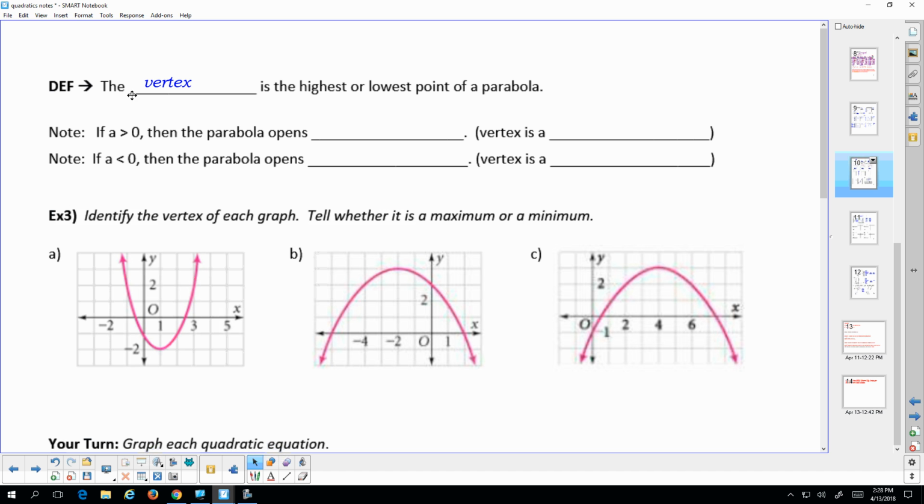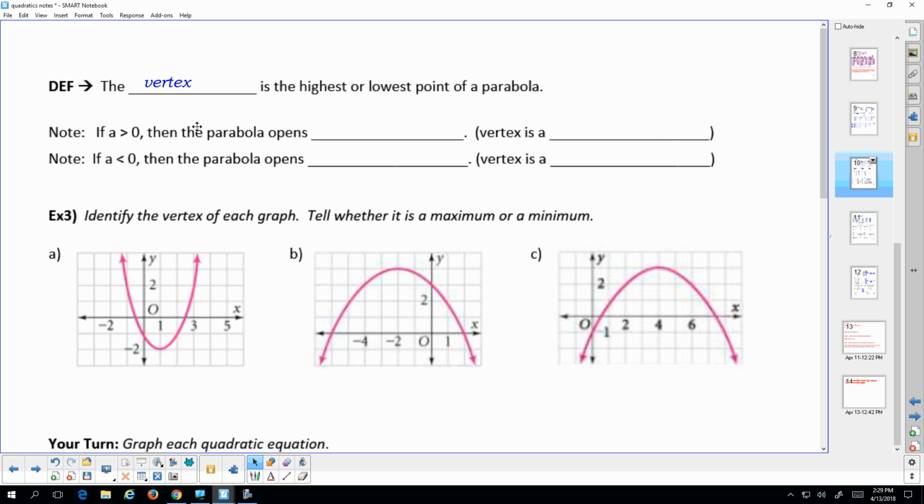Okay, and the vertex is the highest or lowest point of a parabola. So if you notice on these parabolas, they make a U shape, whether it's right side up U shape or an upside down U. The vertex is going to be that point where it turns around and goes back the other way.